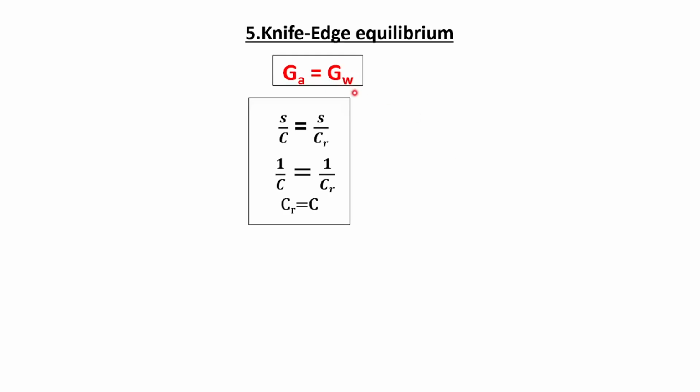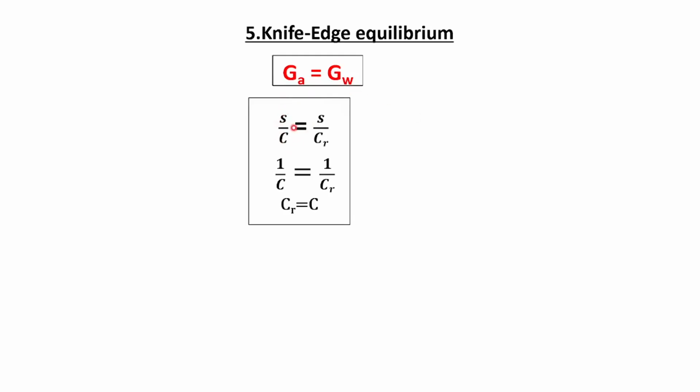Now let's understand the knife edge equilibrium. For simplicity, we take just actual growth rate and warranted growth rate. Here we don't take natural growth rate because natural growth rate depends on labor force and technological progress. So under knife edge equilibrium, actual growth rate is equal to warranted growth rate.